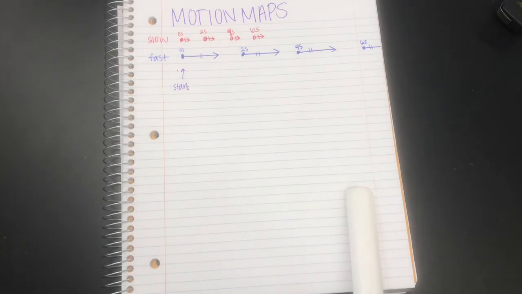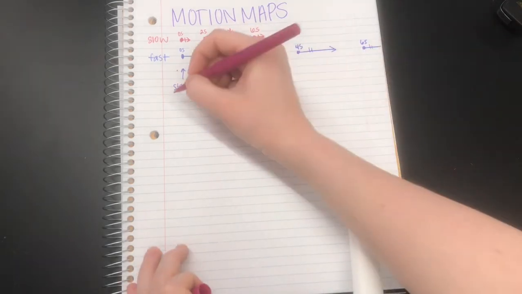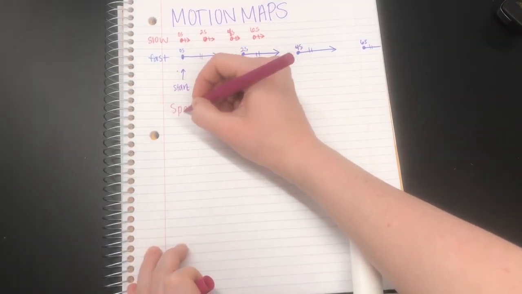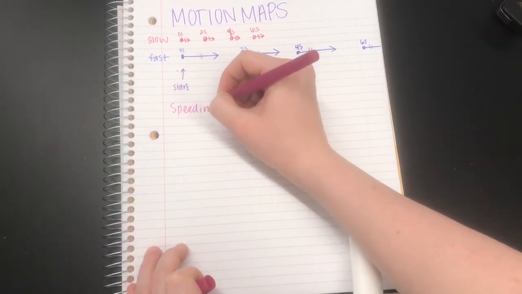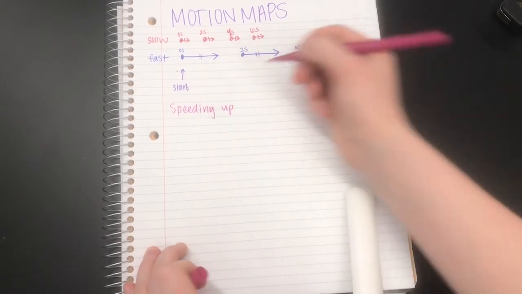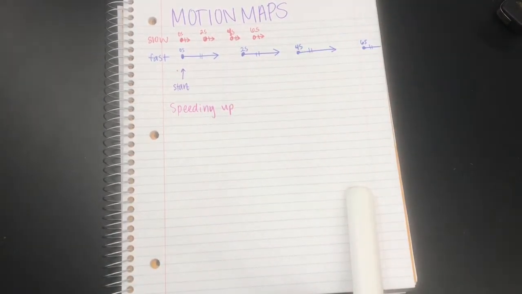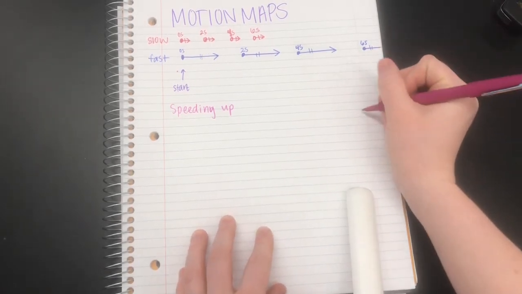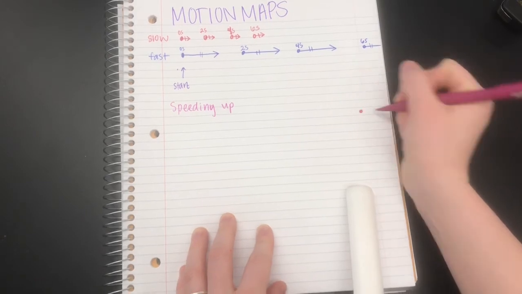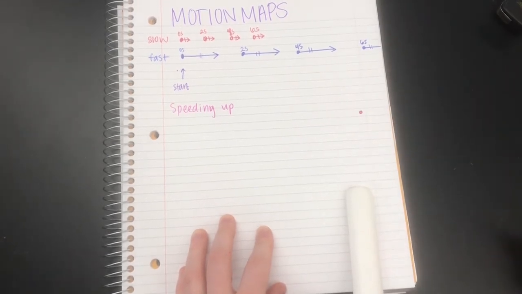And what does this look like when our object is speeding up? So let's do a new motion map. This is what motion maps look like for constant velocity. Let's do speeding up. And let's change it up, and instead of moving to the right in the positive direction, we're going to move to the left in the negative direction. So I'm going to start with a dot, so that's my 0 seconds position.